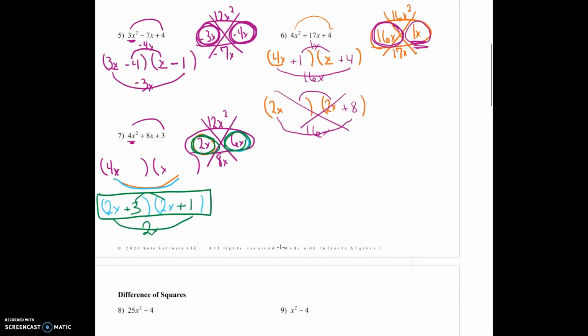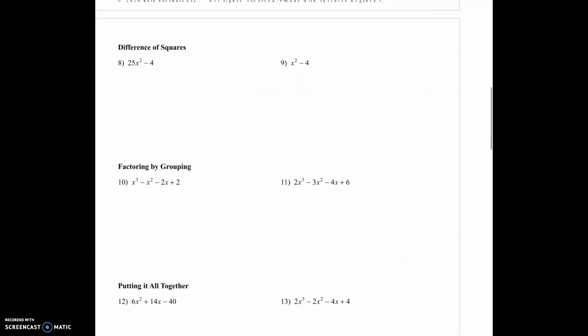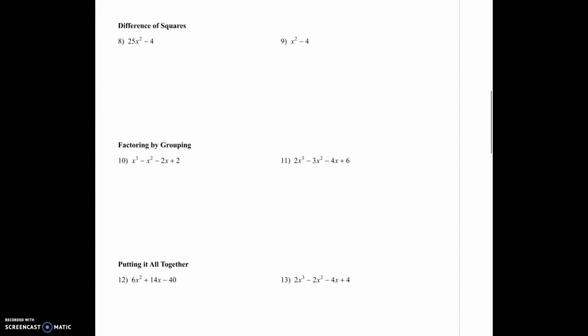All right, last page. Let's take a look at a difference of squares. So difference of squares gets its nickname because there's two terms, and each term is a perfect square, which means it has a nice square root, like 5x and 2. So that's where this part comes from, and difference comes from because we should see subtraction in there.